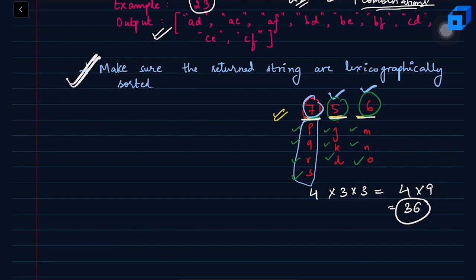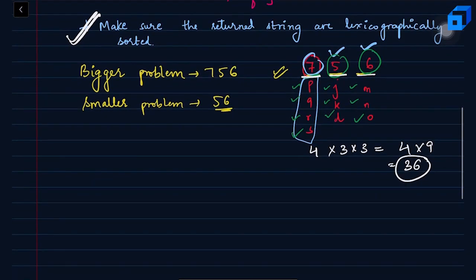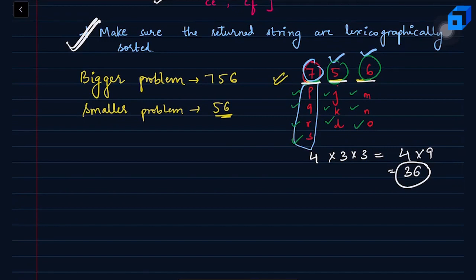Now, let's think of it in terms of recursion. We know in recursion that we assume we will get the right solution for the smaller problem, and somehow we need to use that solution to build a solution for the bigger problem. Here, the bigger problem is to find the combinations for 7, 5 and 6. Let's say the smaller problem is 5 and 6, and we already know the combinations for it. For 5 I have J, K and L and for 6 I have M, N and O.